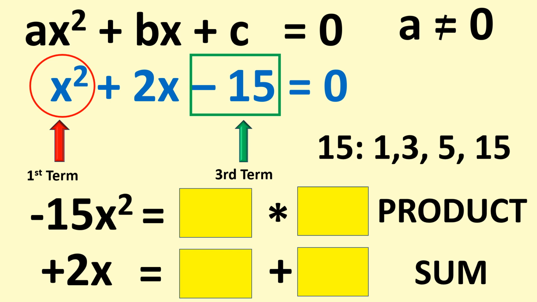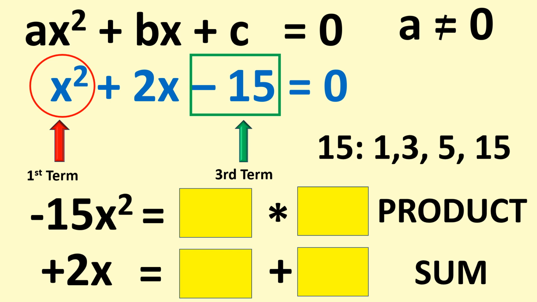Now let's look at that number 15, courtesy of the product term. We're looking at 15 not because of the third term, but because of the product term. Now, what are the numbers that can go into 15? 1 can go into 15, 3 can go into 15, 5 and also 15. So these are factors of 15. But what is the best combination that when we multiply it, it will give us minus 15x squared, and when we add it, it will give us plus 2x?